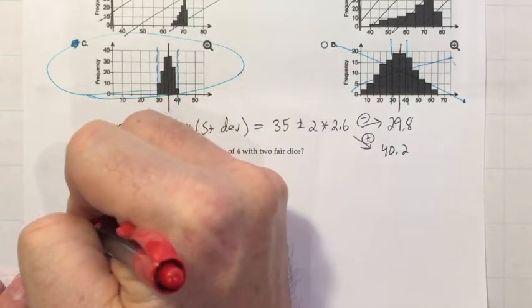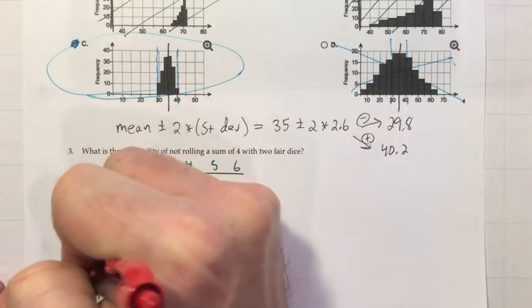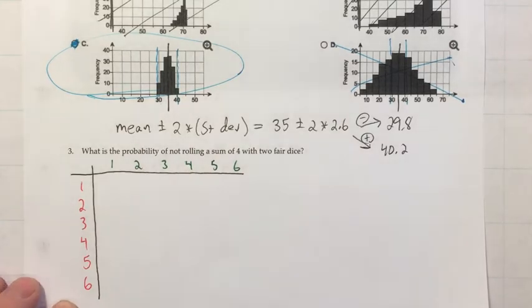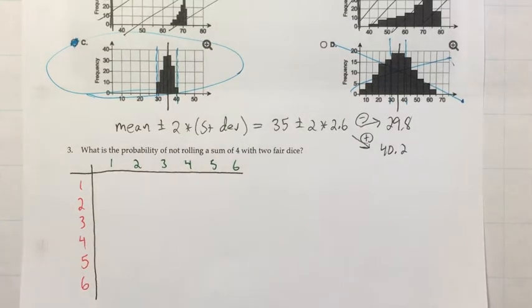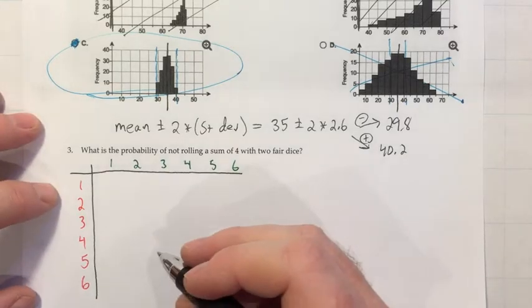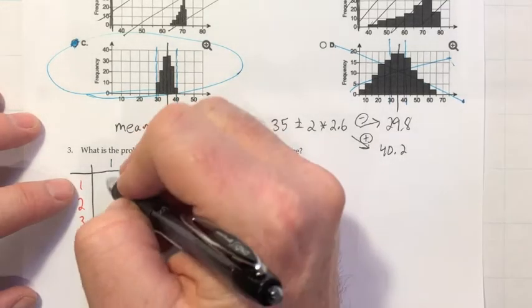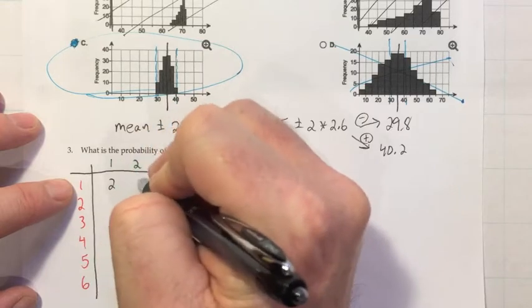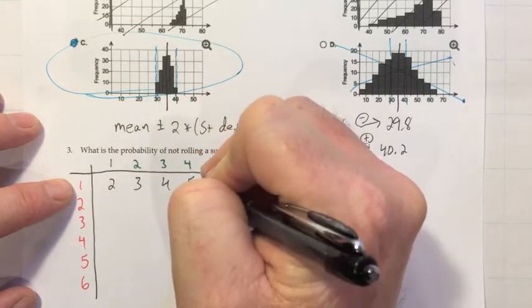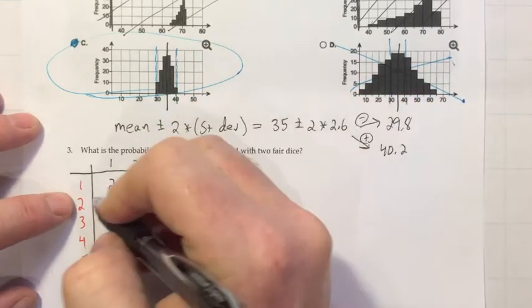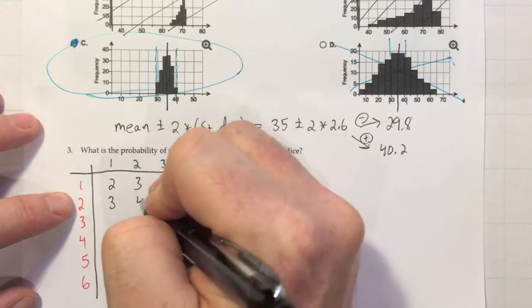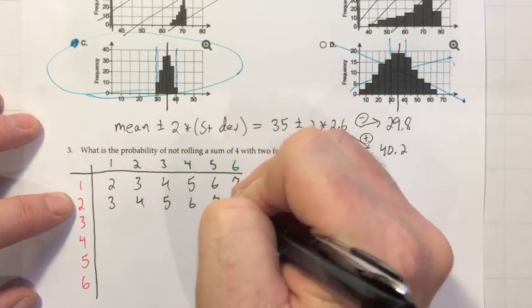So 1, 2, 3, 4, 5, 6. So I'm listing the possibilities for the red die and the green die, and then I just want to think about what are all the different sums I can get. So I'm going to start adding those up. So 1 plus 1 is 2, 1 plus 2 is 3, 4, 5, 6, 7. 2 plus 1 is 3, and then 4, 5, 6, 7, 8.